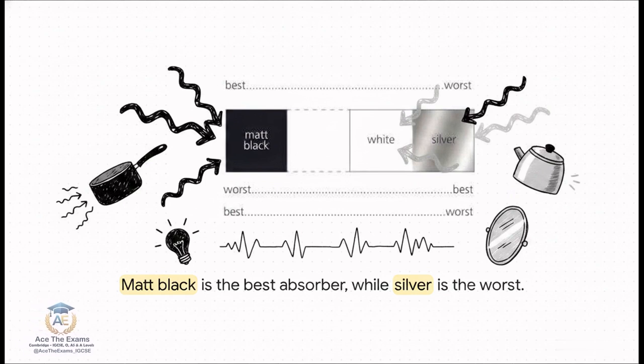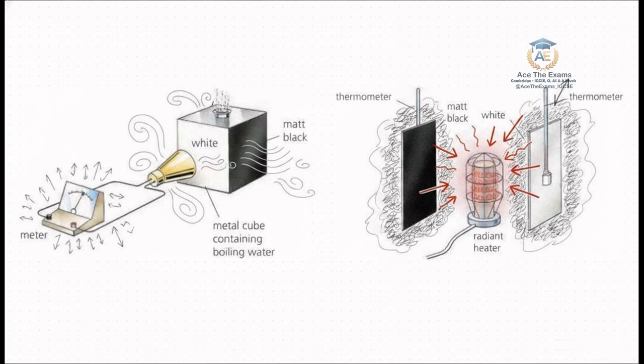All right, let's keep building our strategy. When you see a question about cooling rates, immediately think of this spectrum. Now, examiners absolutely love to test your knowledge of this using two classic experimental setups. Look closely at these. On the left, to compare emitters, we use a metal Leslie cube filled with boiling water, so all sides are at the exact same temperature. A detector measures which side radiates the most energy.